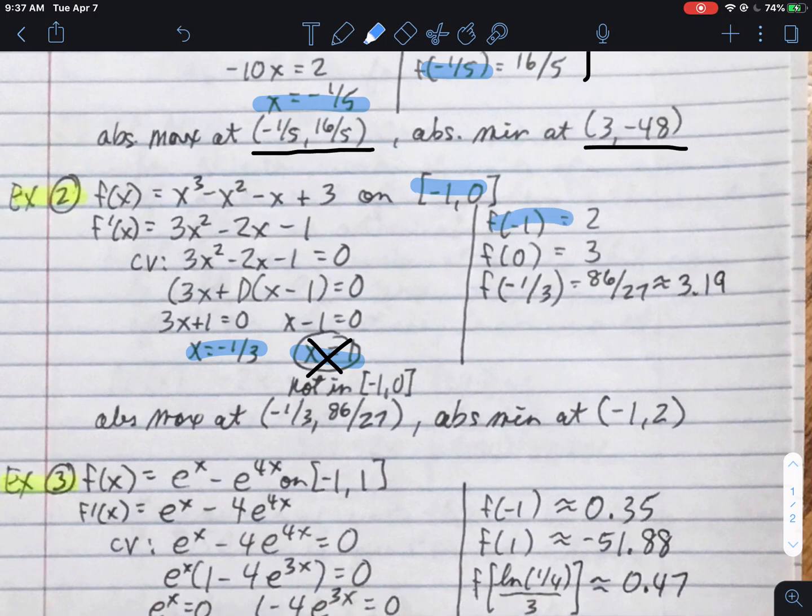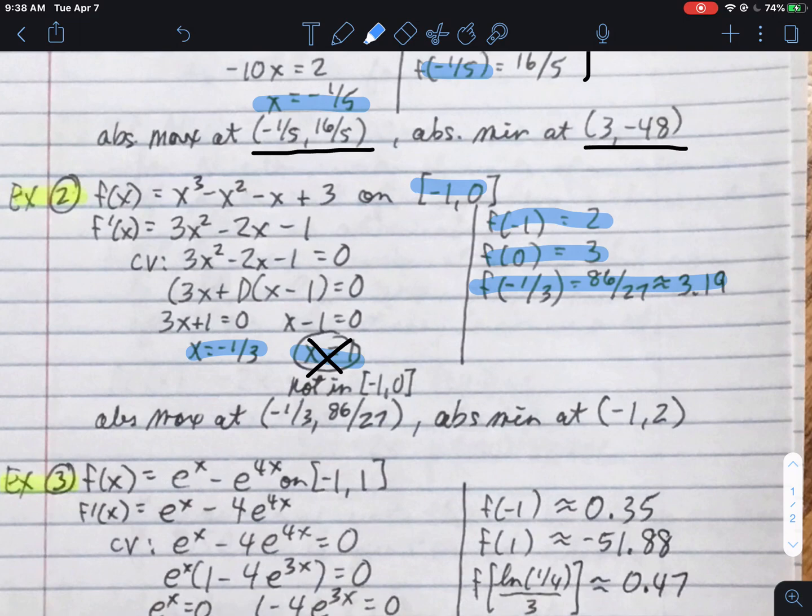So then again, we evaluate the function at the endpoints. We find f of negative 1. We find f of 0. And again, I'm plugging those into the function. And we plug in negative 1/3 into our function. And we get approximately 3.19, right? 86 over 27. And as usual, on my math lab especially, just watch your directions. Do we want a fraction, or do we want to round or approximate to a certain number of place values? So it just depends on what we're asked for.